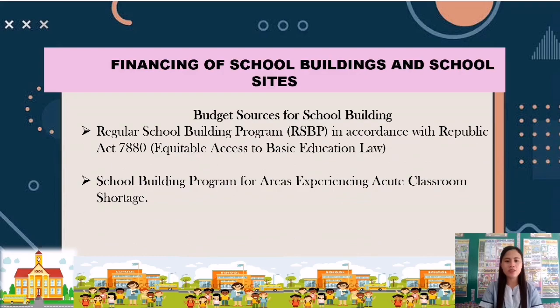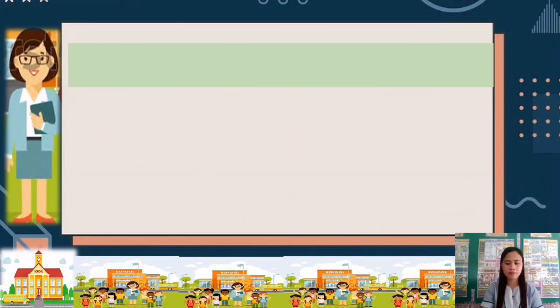The budget sources for school building are from the Regular School Building Program or RSBP, in accordance with Republic Act 7880 or the Equitable Access to Basic Education Law. Next is the School Building Program for areas experiencing acute classroom shortage.